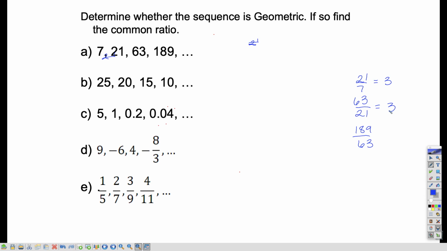Okay. Now, if 2 of them work, can I stop? No, because all of them have to work, right? Okay, so well, 3 times 63 would be 189, right? So is it geometric? Yes. So I'm writing this all down here. R equals 3.